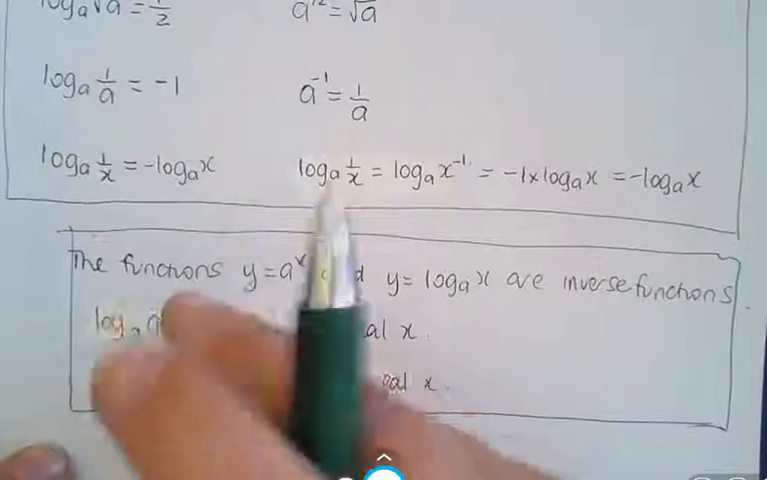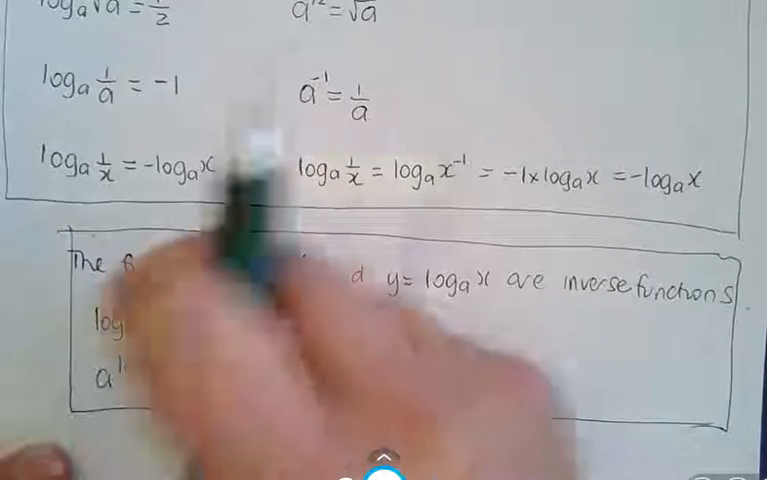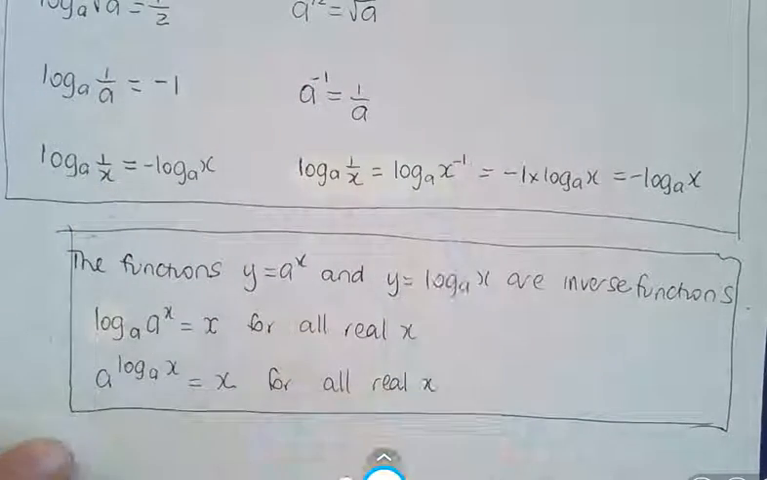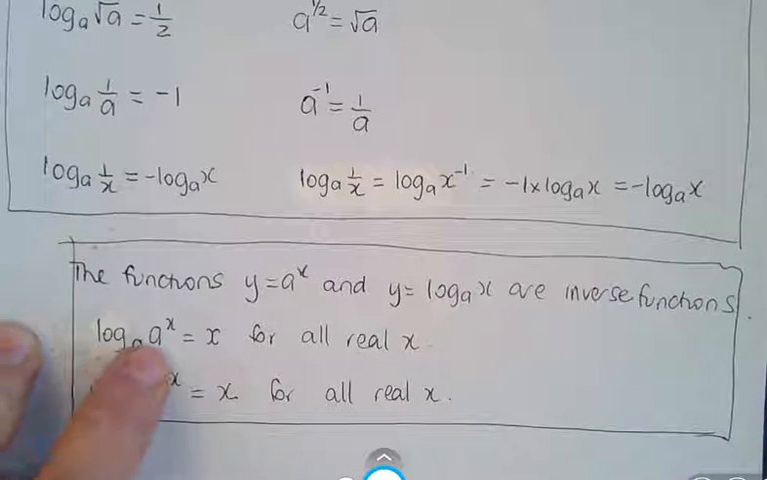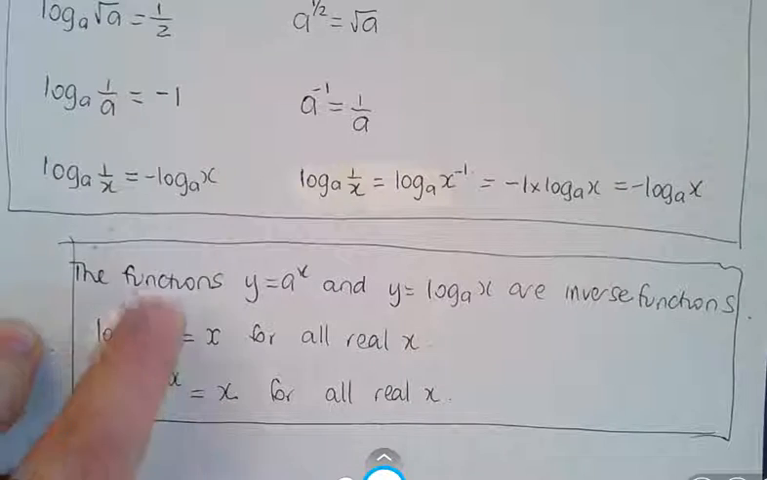But we are going to learn a bit later that this x actually comes to the front. So it'll be x times log to the base a of a, which is 1. So if you ever see this, log to the base a of a to the power of x, that could be log to the base 2 of 2 to the power of x.